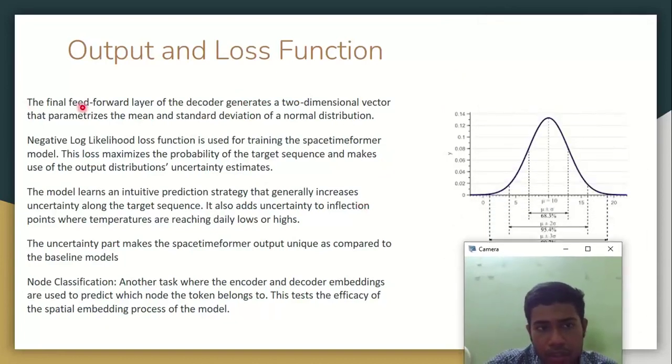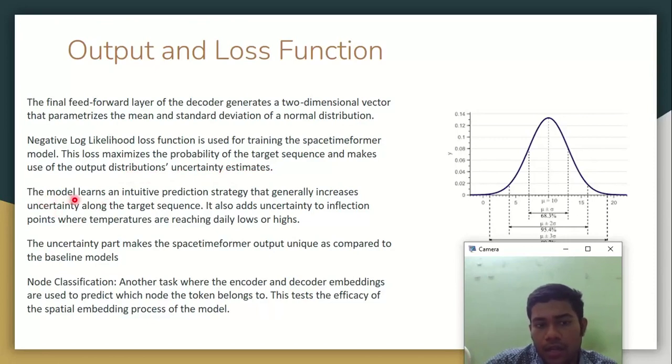The final feed-forward layer of the decoder generates a 2-dimensional vector which parameterizes the mean and standard deviation of a normal distribution. The normal distribution looks like this. It has a mean and a standard deviation, and this outputs the mean and standard deviation of the normal distribution. And we are using the negative log likelihood function for optimizing the architecture. This loss maximizes the probability of the target sequence, and it makes use of the output distribution's uncertainty estimates. We'll see what uncertainty estimates are in the plots later.